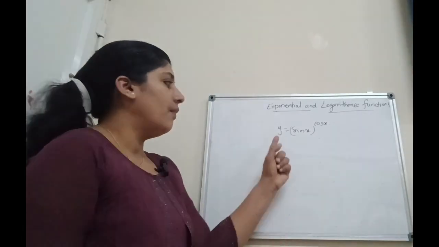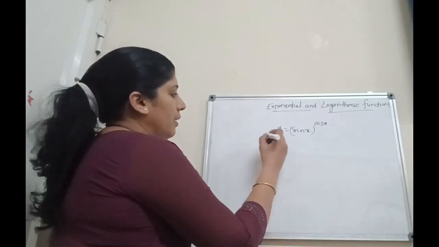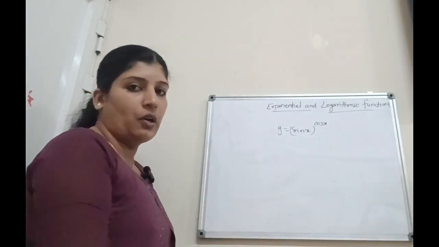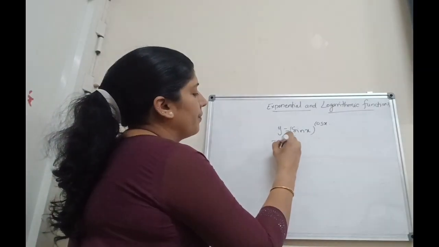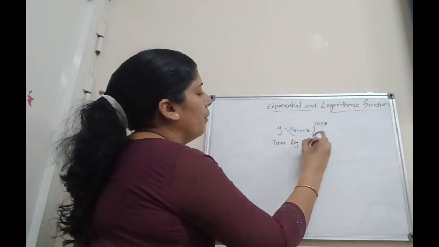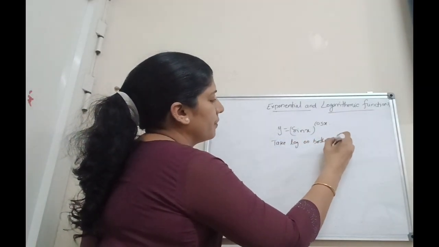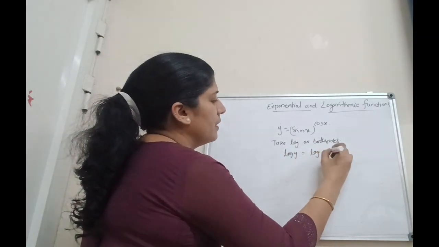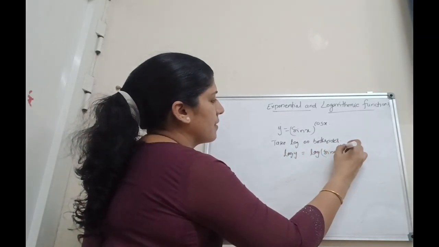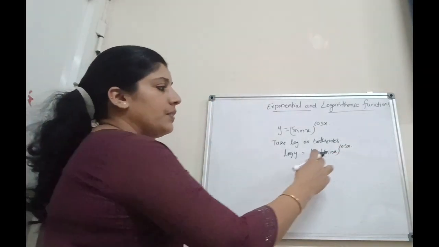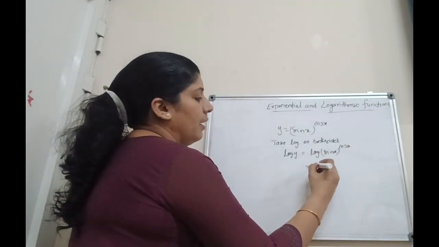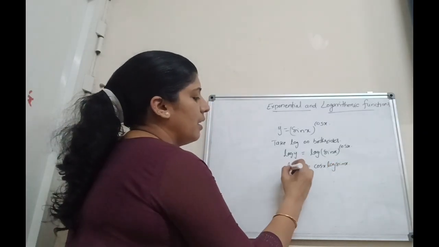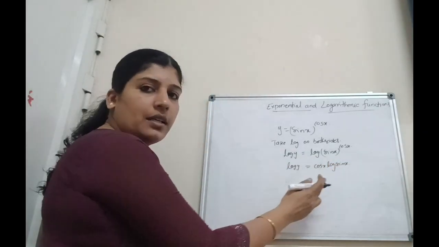Next question, y equal to sin x raised to cos x. Here the function is of the form function raised to function. Therefore, we have to take log on both sides. Therefore, log y equal to log of sin x raised to cos x. Then log of sin x raised to cos x can be written as cos x into log sin x. That is log y equal to cos x into log sin x.